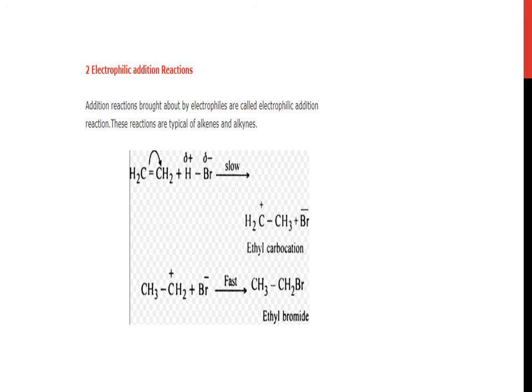Electrophilic addition reactions. Addition reactions brought about by electrophiles are called electrophilic addition reactions, and these reactions are typical of alkenes and alkynes. So take an example of ethene, CH2 double bond CH2. It reacts with HBr. It will give the ethyl carbocation, CH3CH2 positive. This ethyl carbocation again reacts with the negatively charged species Br negative, then it gives CH3CH2Br, ethyl bromide.